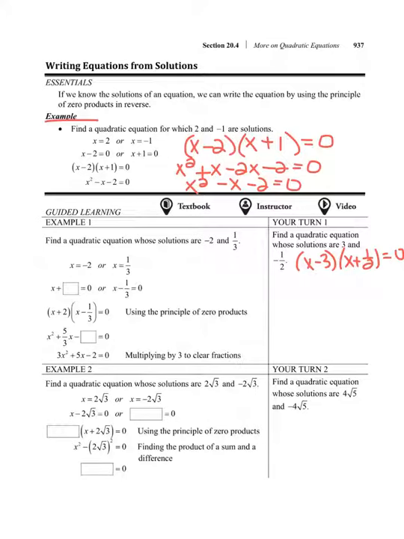So then we'll just use FOIL to multiply those out. So x times x is x squared. And then my plus 1/2 x minus 3x, minus 3 times 1/2, that's the same thing as 3 over 1, so multiply straight across, 3/2 equals 0. And then I can clear the fraction by multiplying everything by the common denominator.